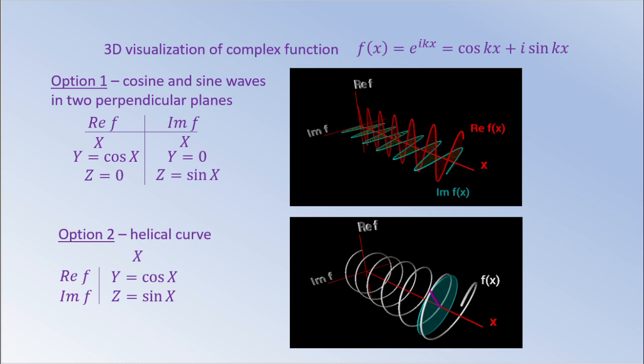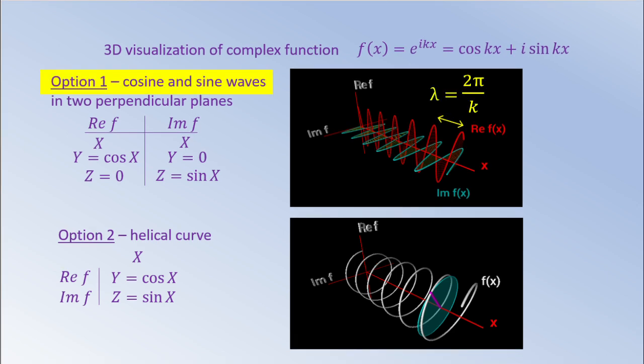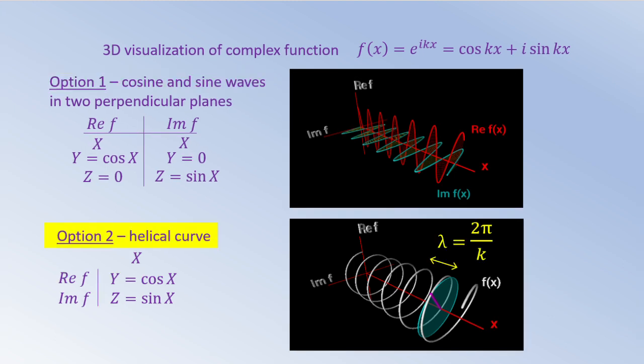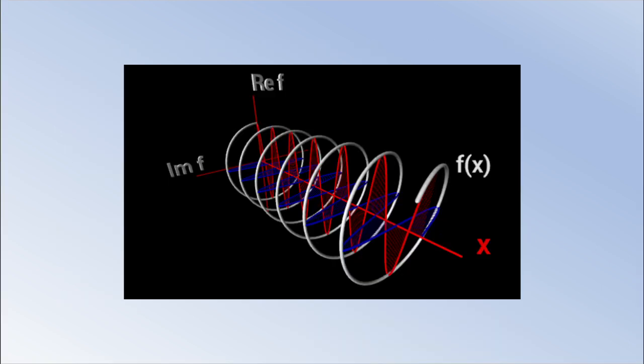Another interesting example is related to the visualization of the function e to the ikx. Here two options are possible. In the first case, we draw the cosine and sine in two mutually perpendicular planes corresponding to the real and imaginary part of e to the ikx. The wavelength lambda, that is the distance between the nearest equal values of the function, is 2 pi over k. In the second case, we draw a helical curve. Sometimes you can meet a combination of two options, but option 1 prevails in physics as the most informative.